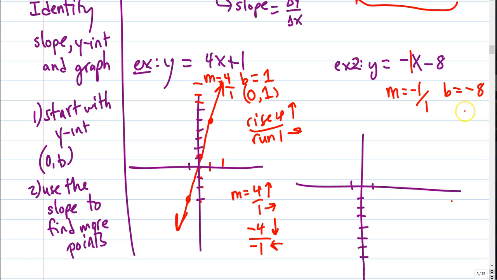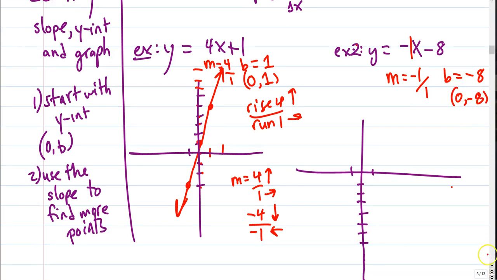Start with the y-intercept, 0, comma, negative 8. So I go here and I go down 1, 2, 3, 4, 5, 6, 7, 8. And I plot a point.